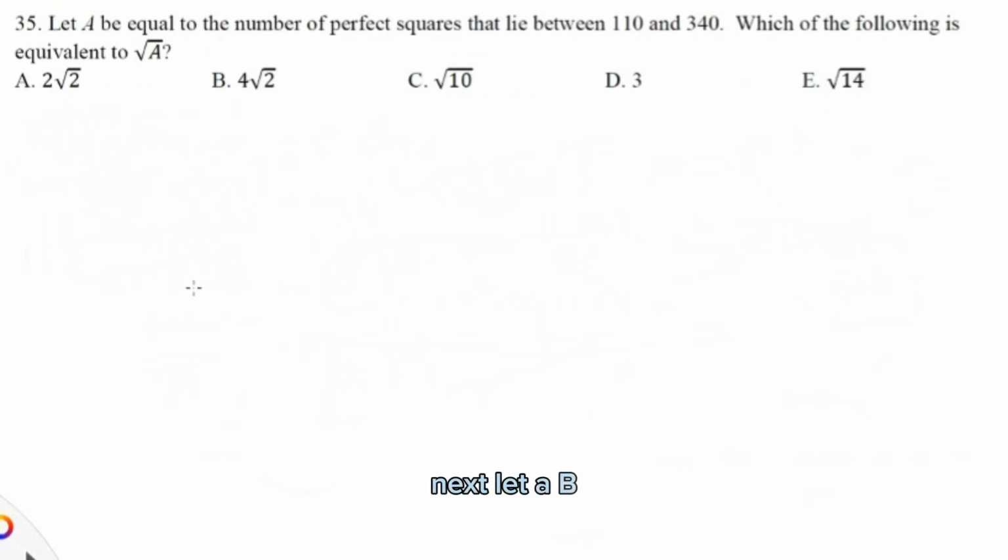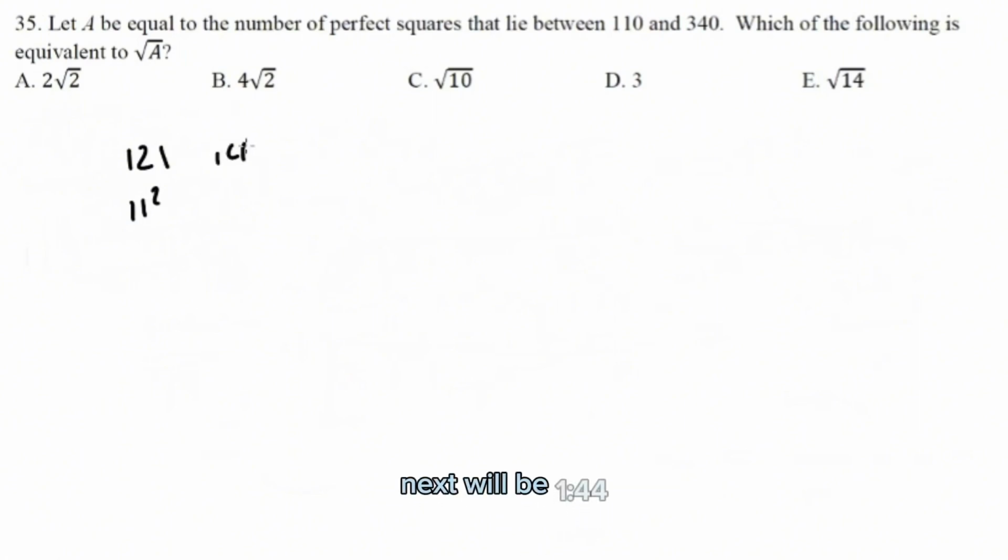Next, let A be equal to the number of perfect squares that lie between 110 and 340. Which of the following is equal to the square root of A? Alright, so the amount of perfect squares. So let's count. The first perfect square that is greater than 110 is 121, which is 11 squared.